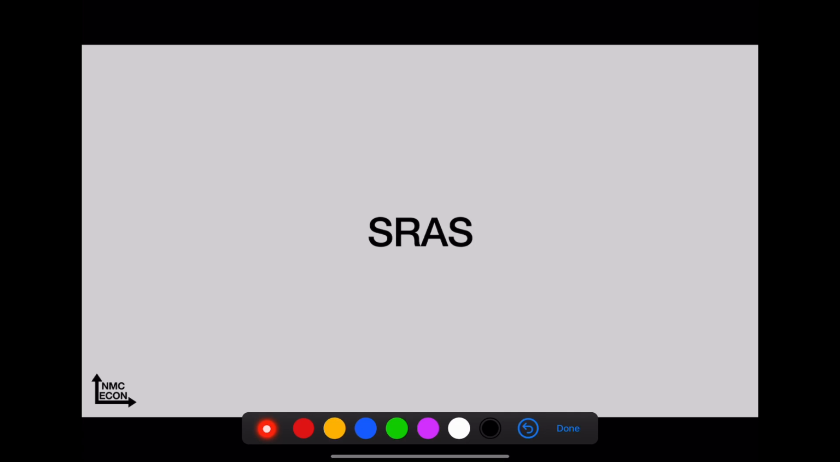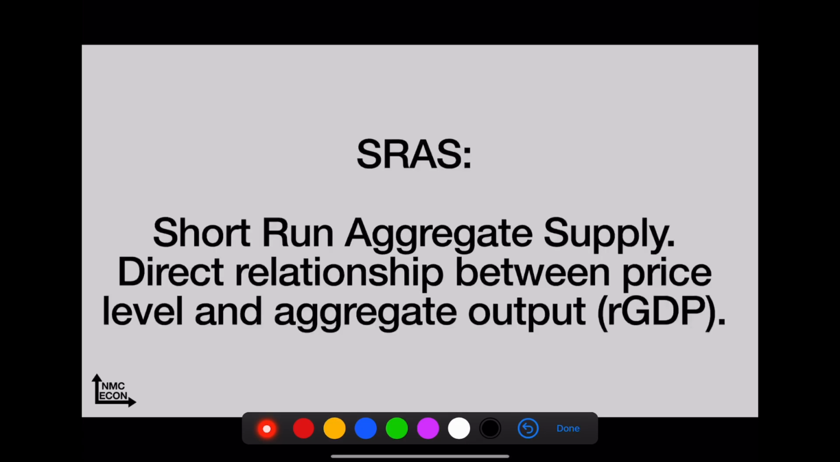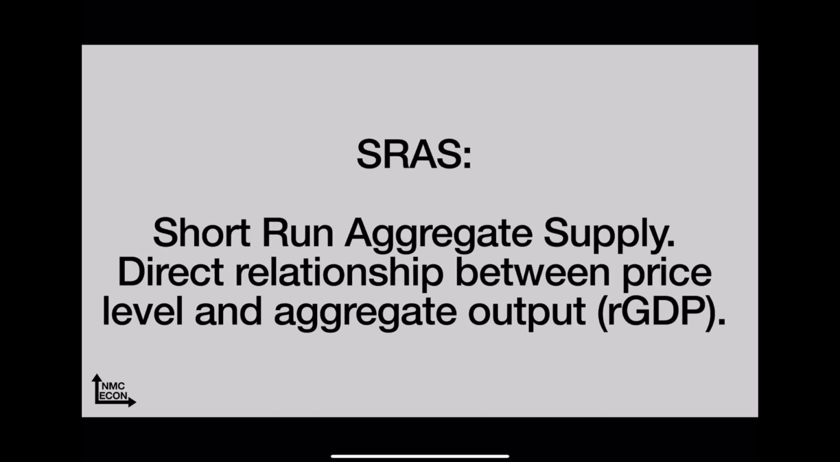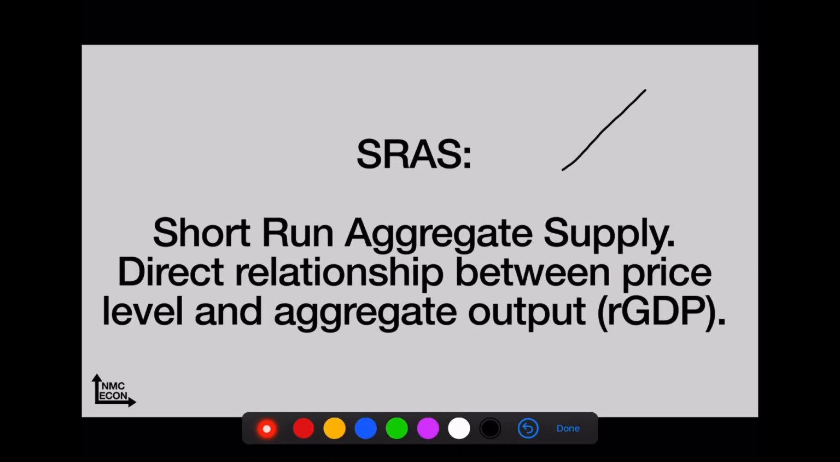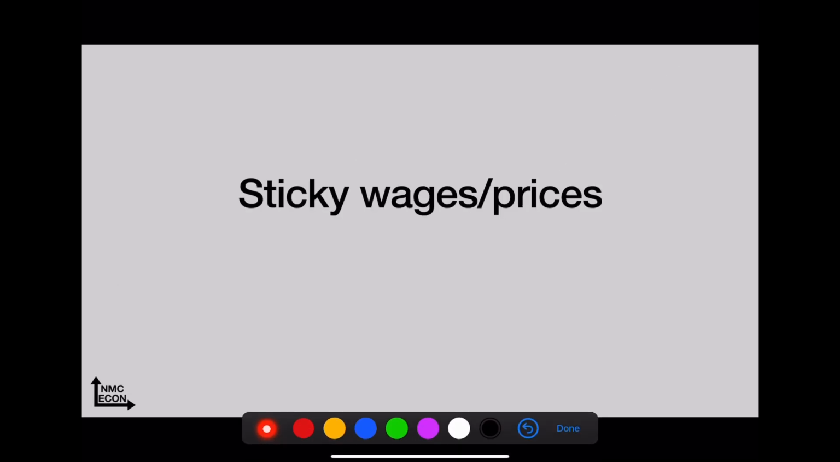SRAS, or short run aggregate supply. This shows that there's a direct relationship between price level and aggregate output by firms and factories. Hey, it makes sense. At high price levels, they're going to want to make a lot of stuff. That sounds like a lot of money. Upward sloping line.